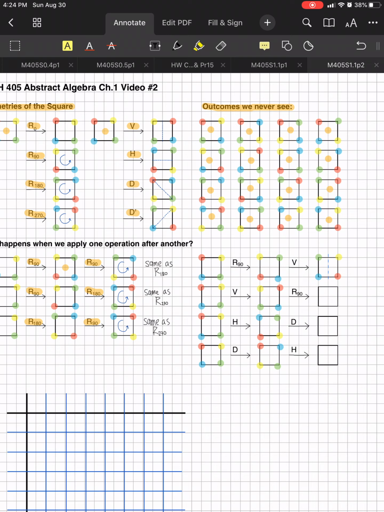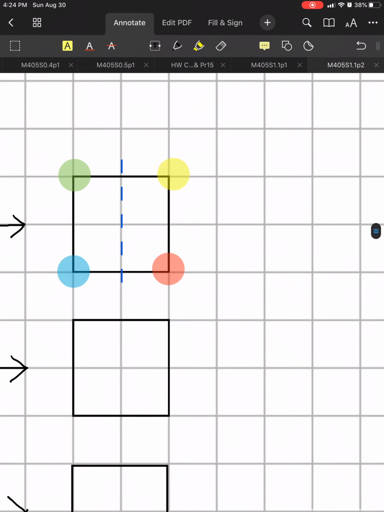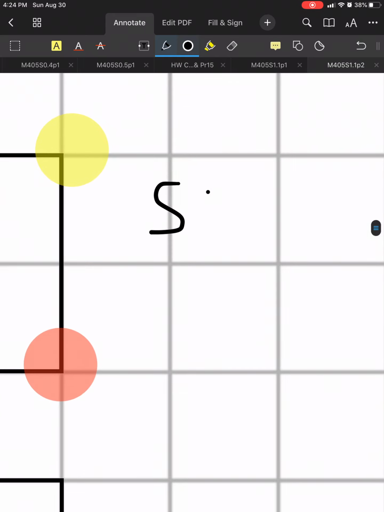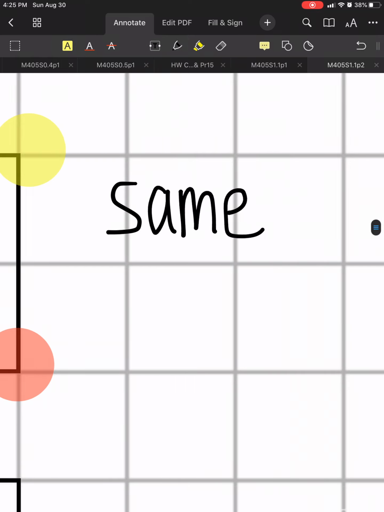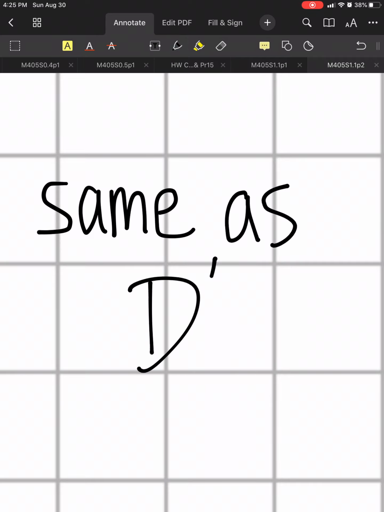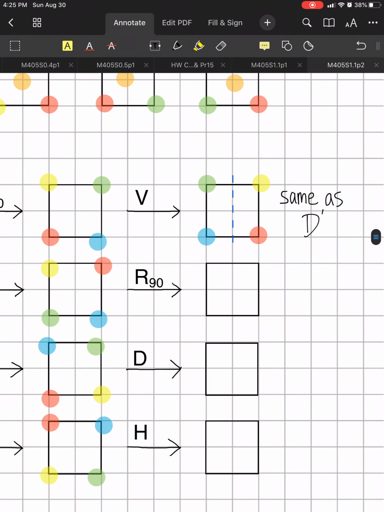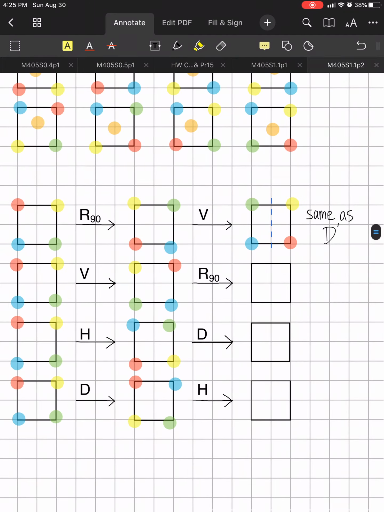Well, did you find it? I believe you did. It is what we called D prime, the off diagonal flip. So this is the same, sorry, let me try and write this a little bit clearer. Same as D prime. That's what they called me in college, D prime. All right, so that is what we get there.